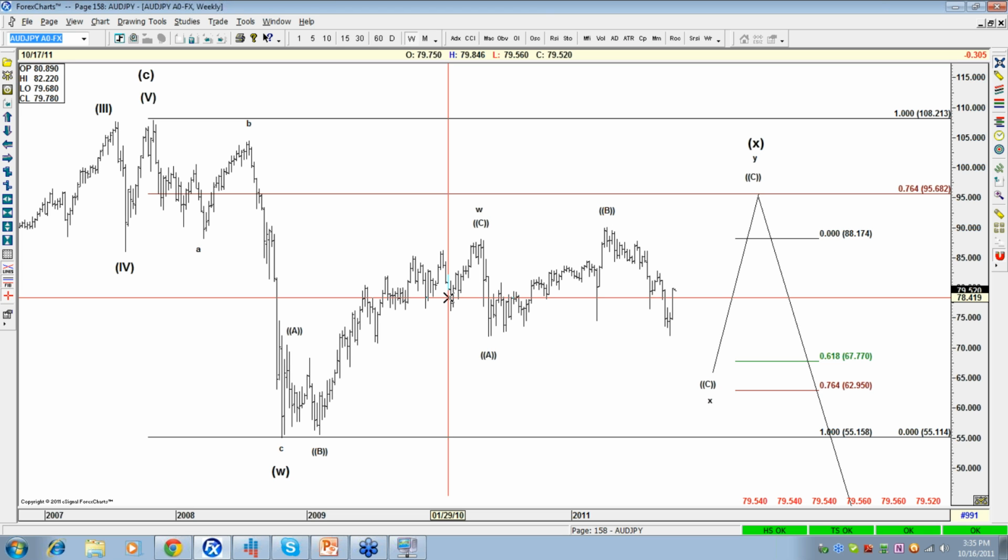So we stay in, we already have the long dollar CAD trade, and we're waiting for the euro. So that's where we stand right there.